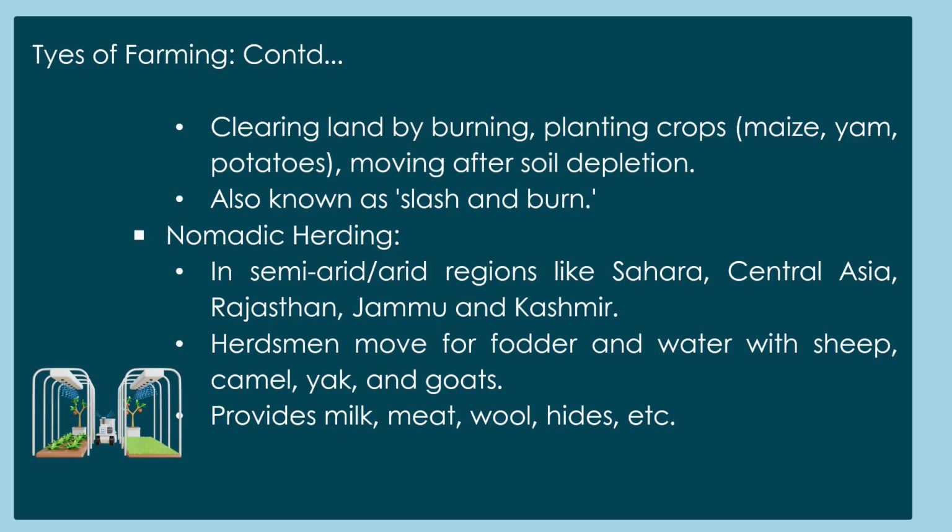The next one is nomadic herding. In semi-arid or arid regions like the Sahara, Central Asia, Rajasthan and Jammu Kashmir, this process is followed. Herdsmen move for fodder and water with sheep, camel, yak and goats. It provides milk, meat, wool, hides, etc.